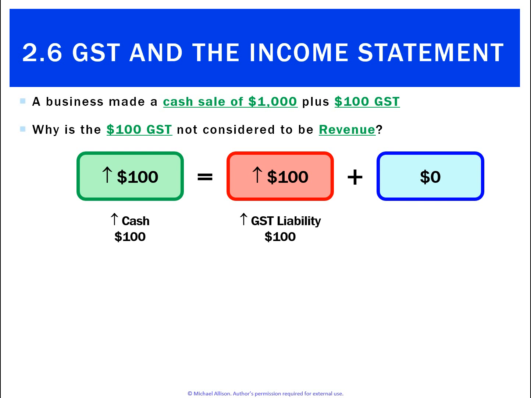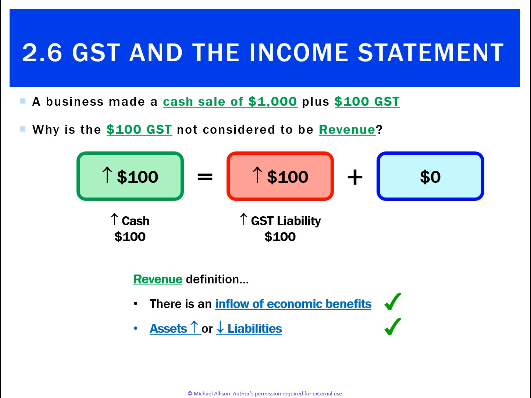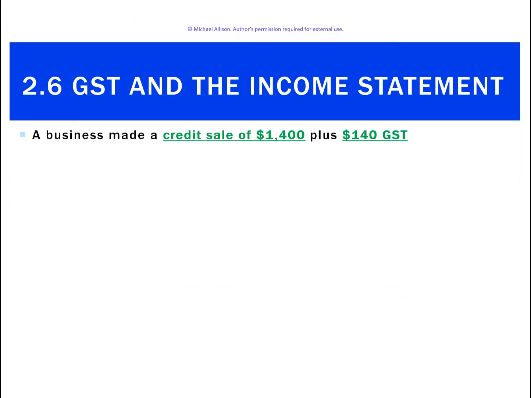So looking at the definition of a revenue, this can't be classified as revenue because while there is an inflow of economic benefits in the form of cash, there is an increase in assets in the form of the cash at bank asset. There's no subsequent increase in owner's equity. So therefore, any GST we receive is not revenue.